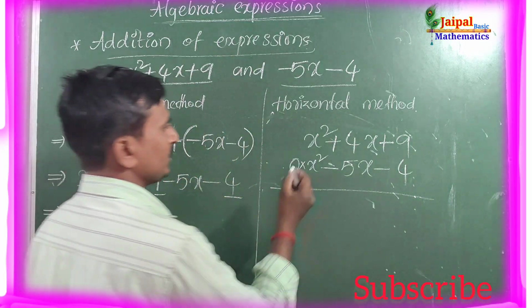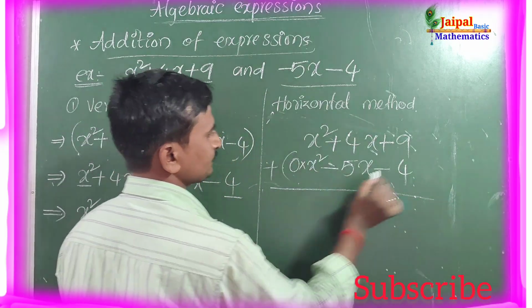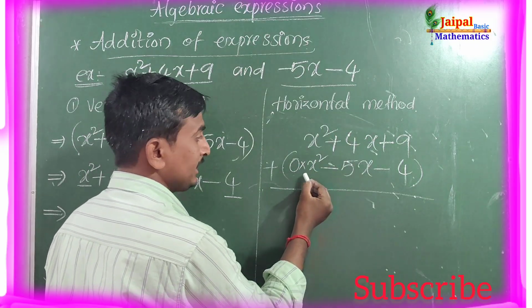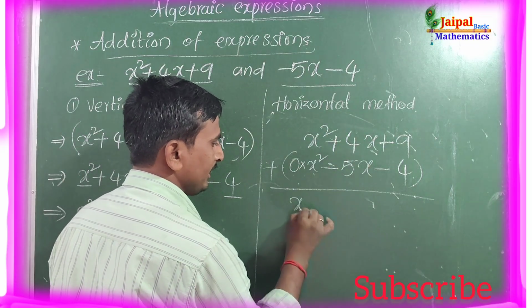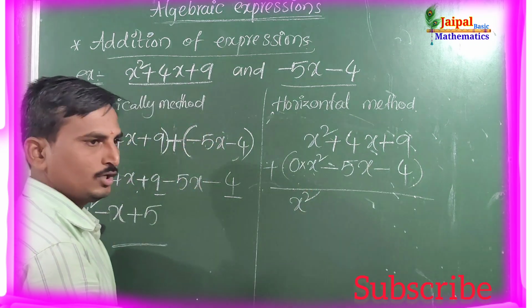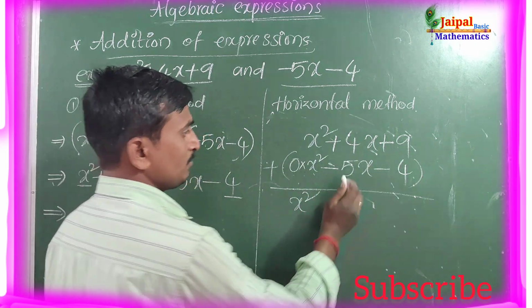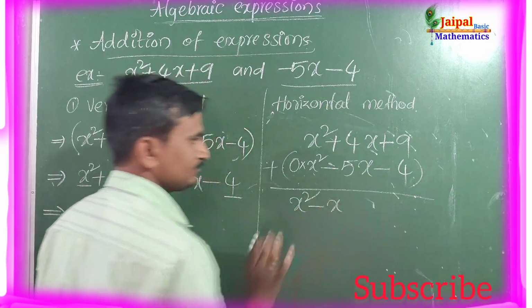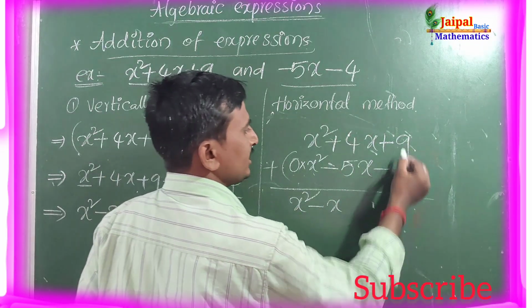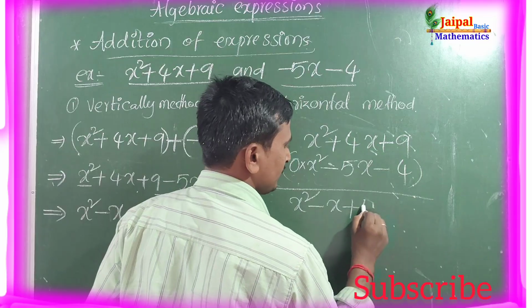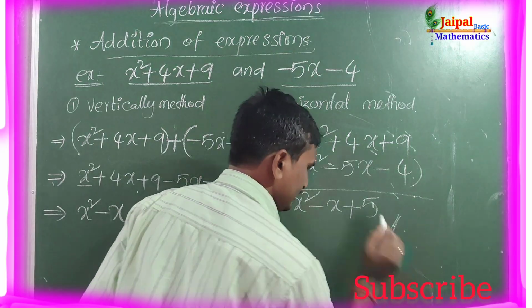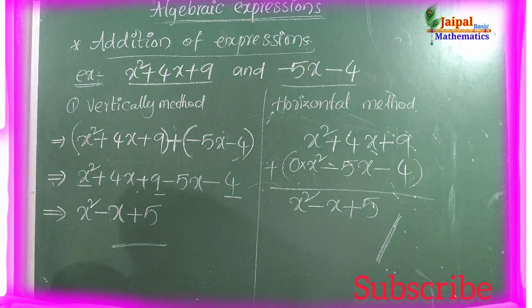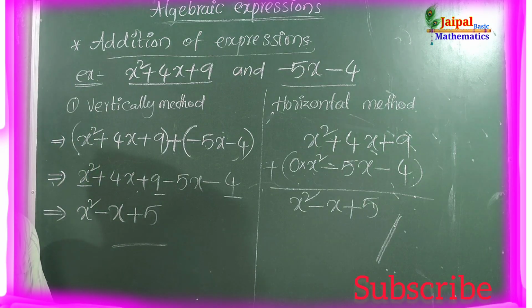So now do the addition. Here, x square term plus 0 x square term, so the x square term will come. Got it? Next term, minus 5x plus 4x, it is always x, over. Next, 9 minus 4, it is plus 5. So here is my answer. So once check, both answers will come the same. Okay? I hope you understand well. Thank you.